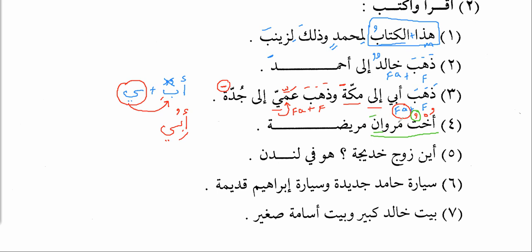Why is this name in jar? Because it is mudaf ilayhi. Ukhtu Marwan means the sister of Marwan. So it is Ukhtu Marwana because this is one of the names from the ghair munsarif, having alif and noon, and showing by fatha.